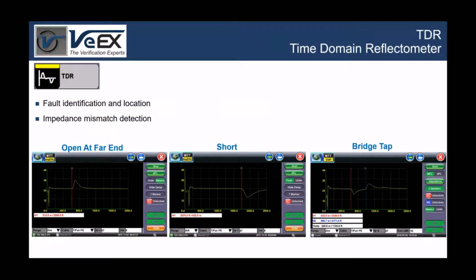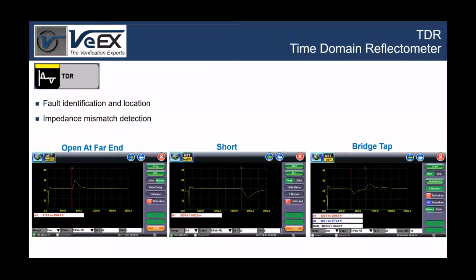The TDR, or time domain reflectometer, is a very powerful tool to locate and identify faults. There are 3 examples shown in this slide. The far left is an open circuit at the far end, which is shown by a pulse that goes upwards. In the middle is showing a short circuit. That is a pulse that goes down. And the third is a bridge tap. Classic shape being a downward pulse followed by an upward pulse.